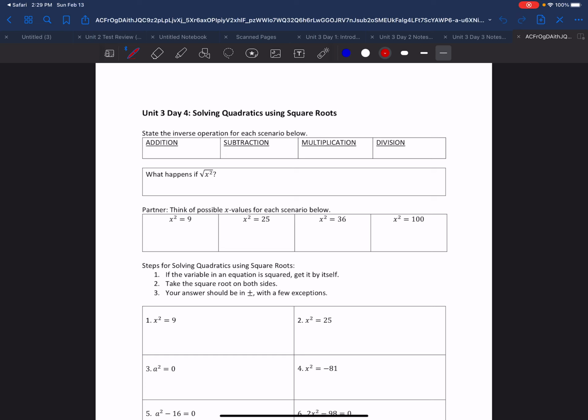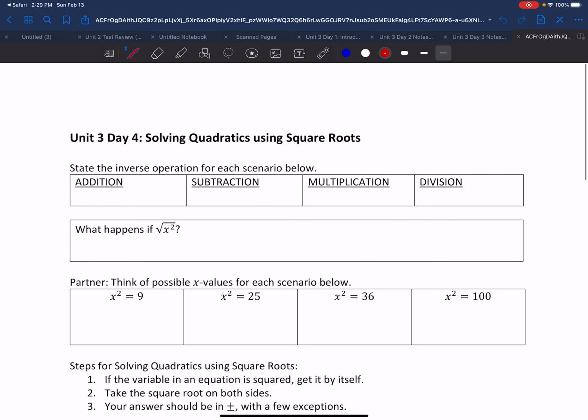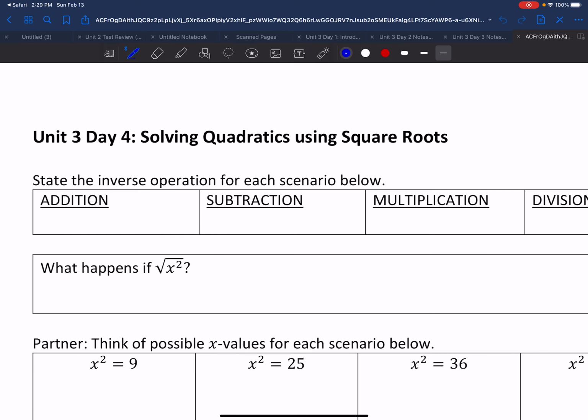Okay, we're going to go ahead and talk about Unit 3, Day 4, solving quadratics using square roots. Before we talk about this, we need to recall inverse operations. When I give you something like 2x plus 3... no, I don't think 2x plus 3 will work. Let's do x plus 3 equals 6. That's just a shorter example.